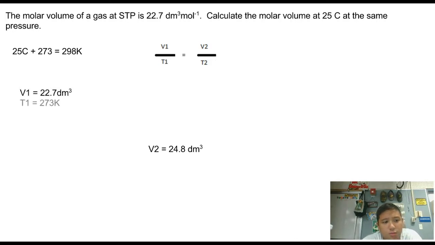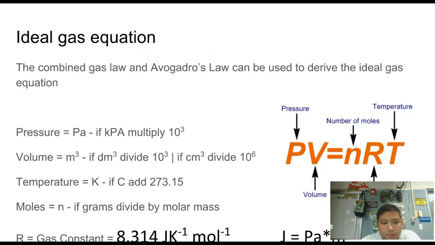So V1 is 22.7. T1 is 273 because we are at STP, so we're going to use the STP temperature for T1. And we're bringing it up to 298, and we're going to look for V2. If we do these calculations, you can just cross multiply and then divide by 273. We get 24.8 decimeters cubed.